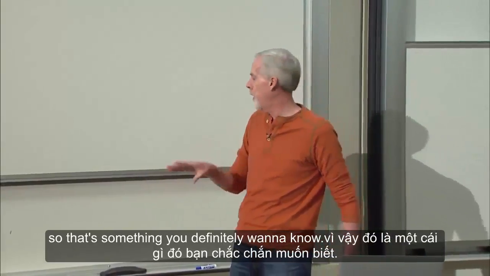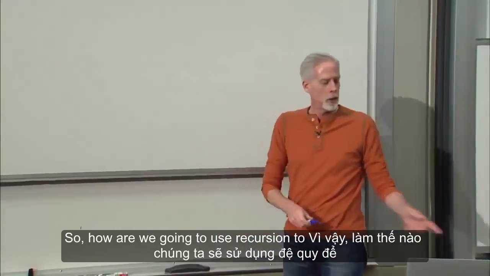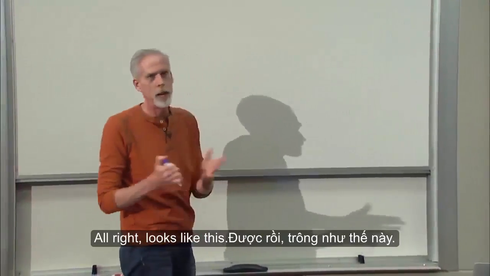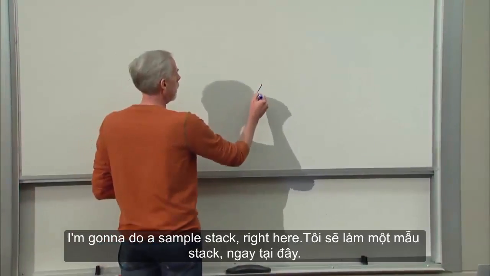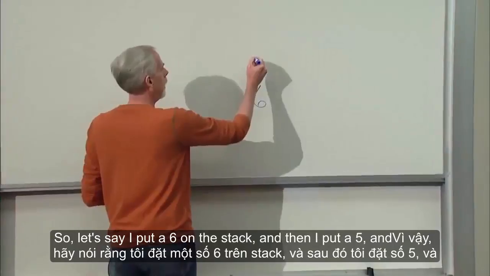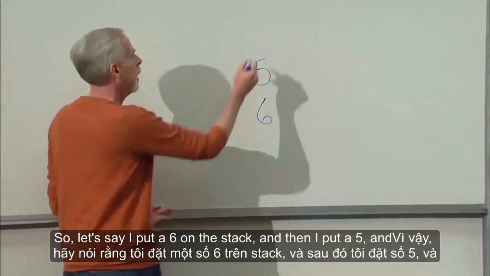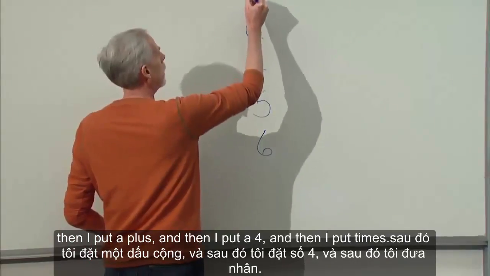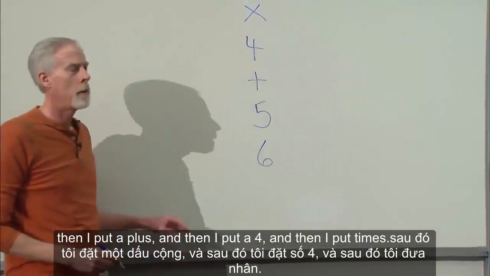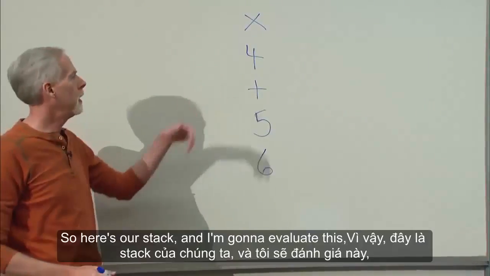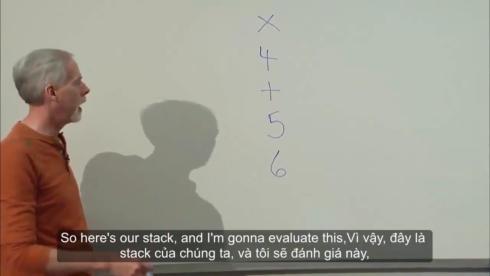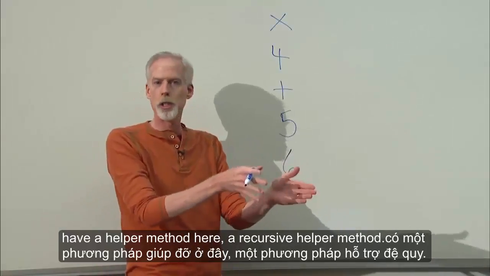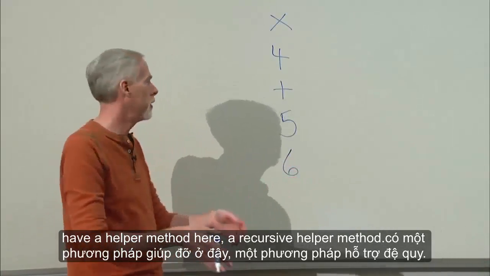So how are we going to use recursion to evaluate this stack? It looks like this. I'm going to do a sample stack right here. Let's say I put a 6 on the stack, and then I put a 5, then I put a plus, then I put a 4, then I put times. So here's our stack, and I'm going to evaluate this using recursion. How am I going to do that? Well, I'm going to have a recursive helper method. I'm going to call it evaluate also, actually.